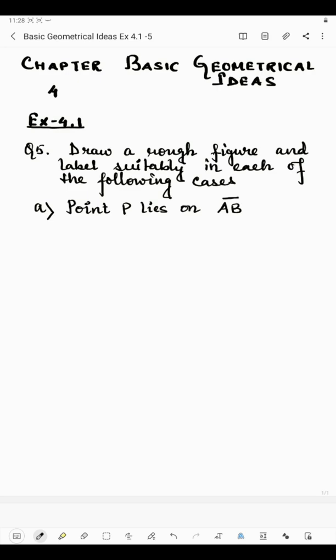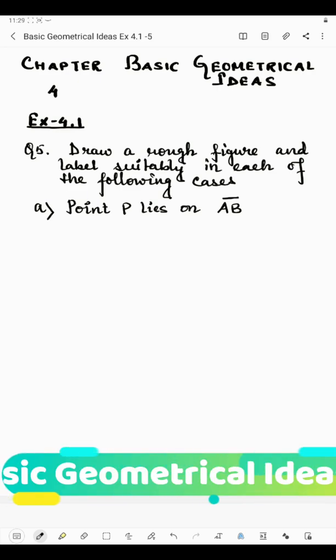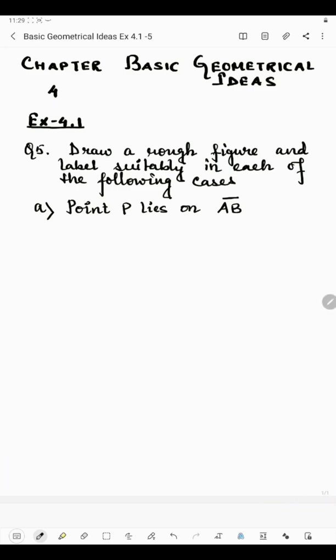Hello students, now I am going to start question number 5 of exercise 4.1. Question number 5 says draw a rough figure and label suitably in each of the following cases. So what we have to do, we will have to draw the figure. Here we have some cases and according to that we will have to draw the figure.